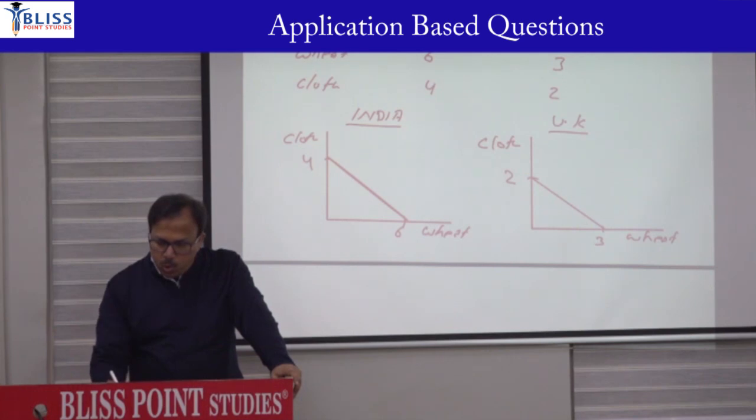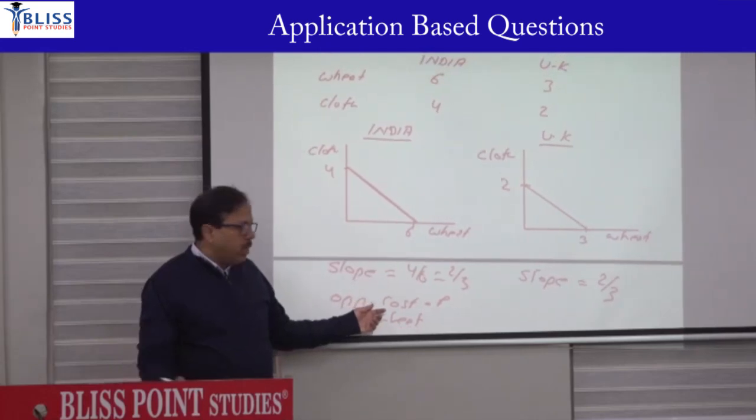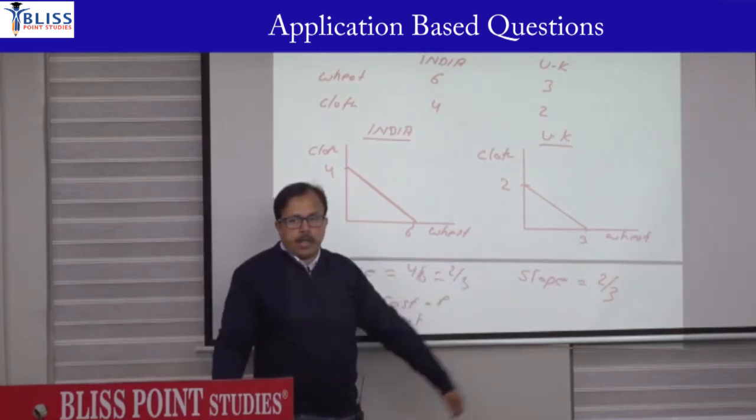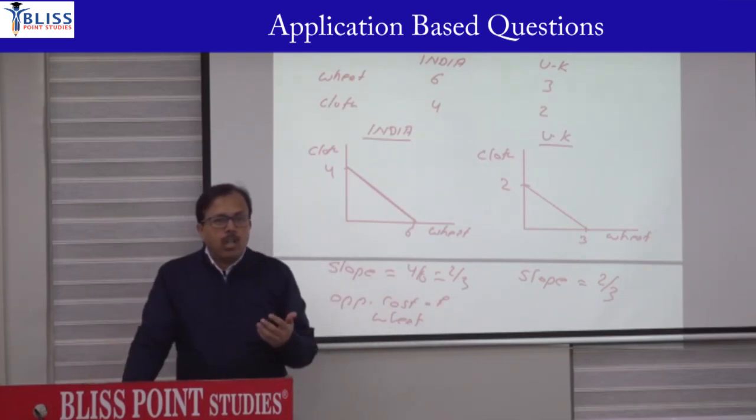Then find a slope of both. So what is slope here? 4 by 6, that is 2 by 3, and here also slope is 2 by 3. And what does slope calculate? Slope calculate opportunity cost of wheat. So what is opportunity cost of wheat here? 2 by 3, and here also opportunity cost of wheat is 2 by 3. So since opportunity cost is same in both countries, therefore no mutually beneficial trade can happen.